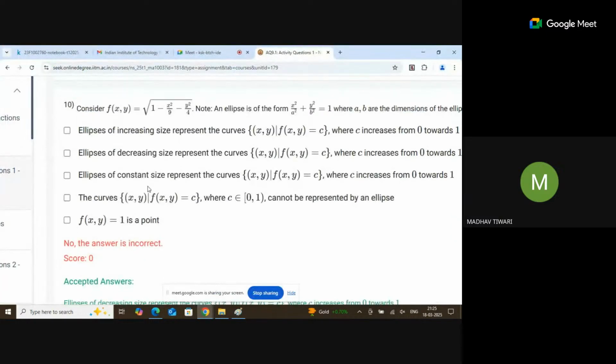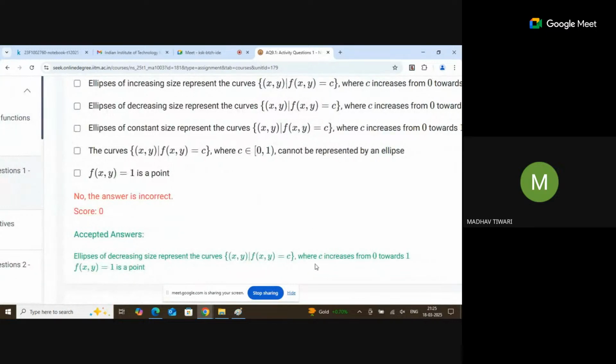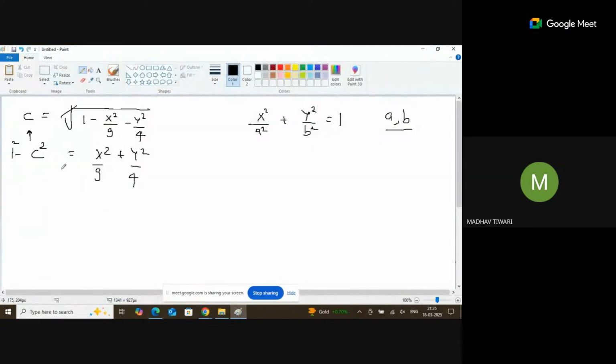So on increasing, it is decreasing when c moves from 0 to 1. Earlier it was 0, so it will be 1, and when I move it to 0, its dimension will get smaller and smaller. Earlier, if the c value was 1, it will be an equation of x square plus y square by 9, 4 is equal to 0. And if I put the c value as 0, it will be an equation of x square by 9 plus y square by 4 is equal to 1.